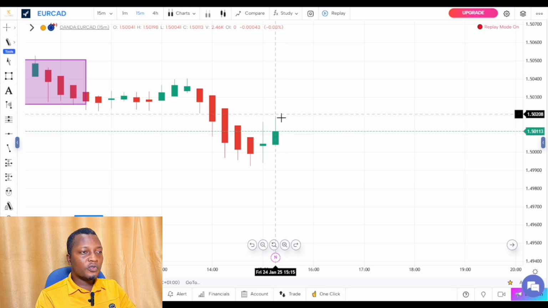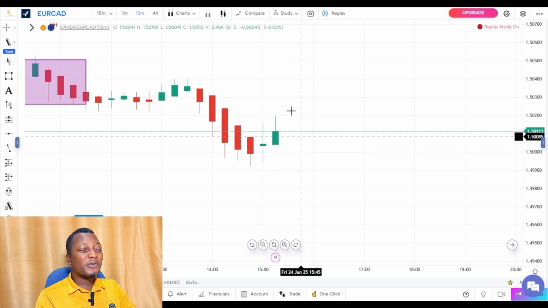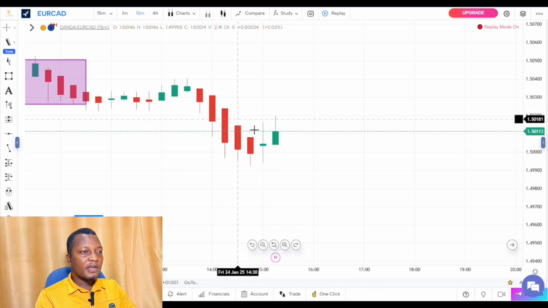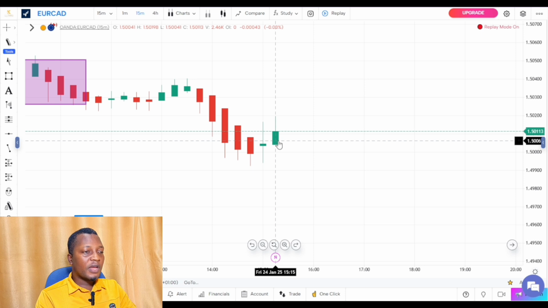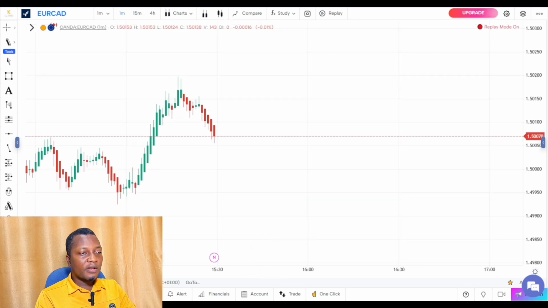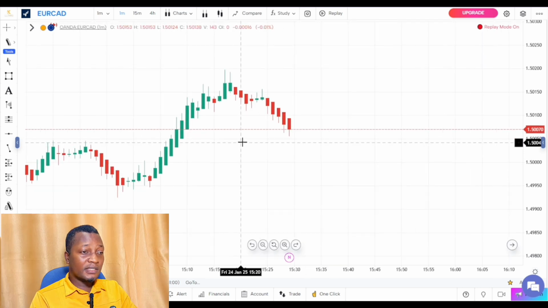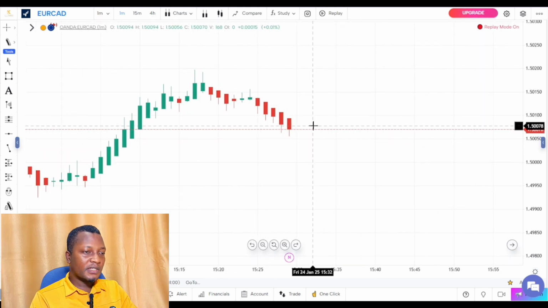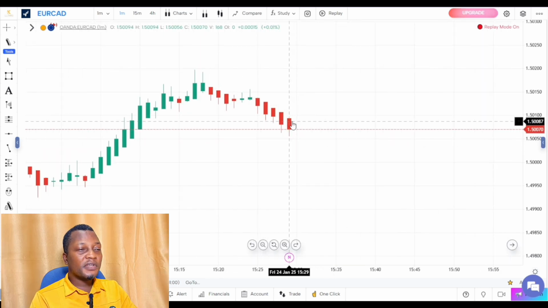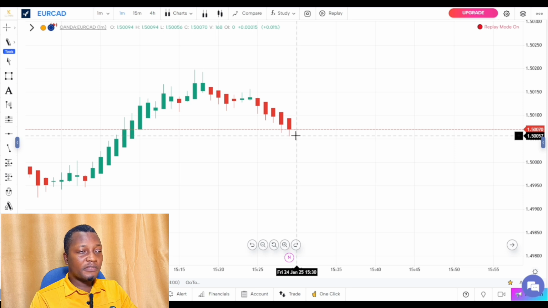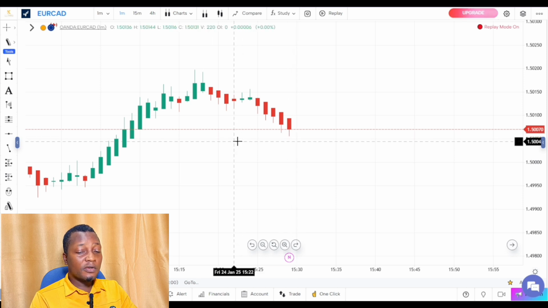So now, seeing this, I go straight up to my 1 minute time frame. Of course, you can see the time is 15:15. So I go to my 1 minute time frame, and on this 1 minute time frame, I wait out to see a pullback. The time we are looking out for is 15:30. Now you know that the 15 minutes candle will definitely close at 15:30.